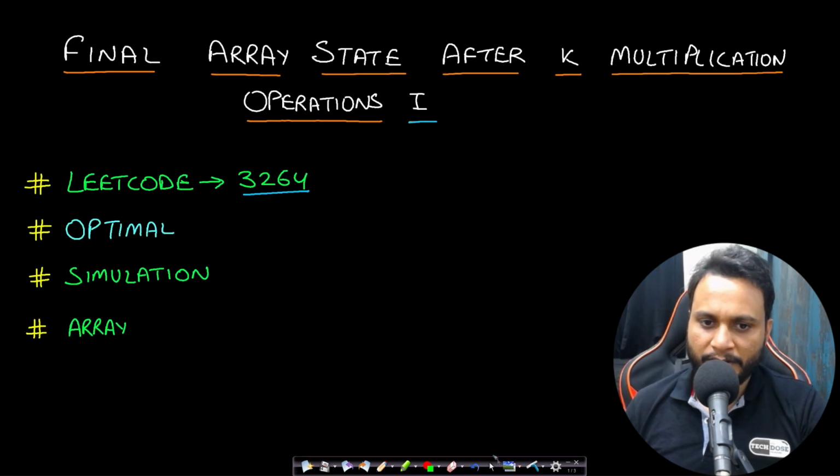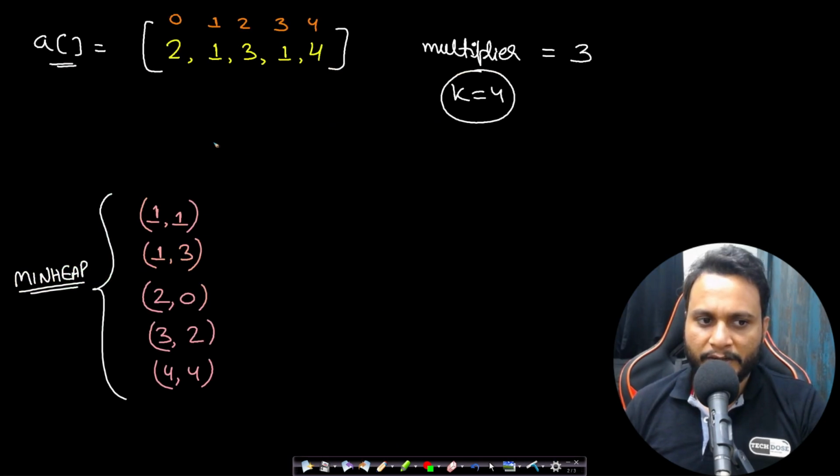So I will be using value and index to store as the heap node. Now given the array and the multiplier with the given k value, I have to repeat our process k number of times. So I will push all these values into the heap. So I will basically do a build heap.